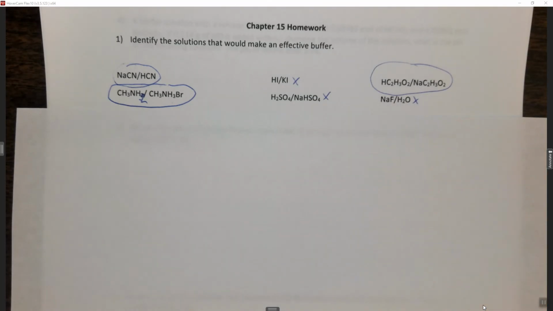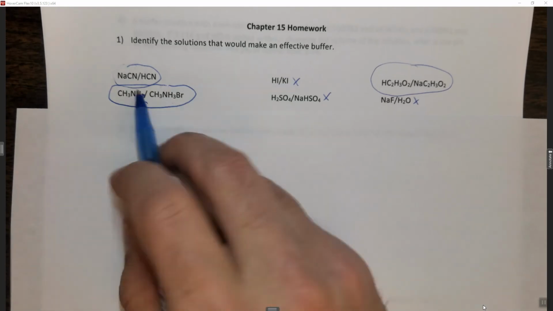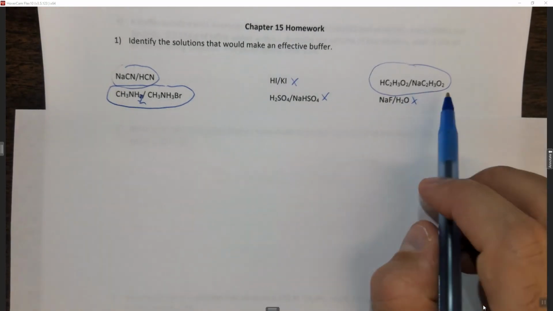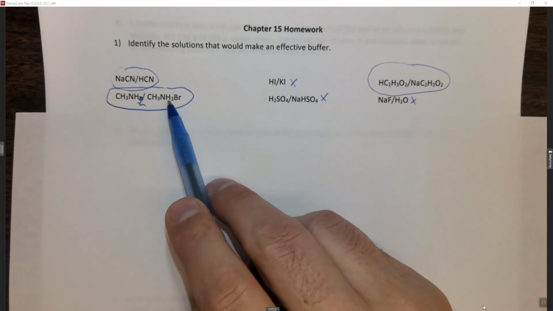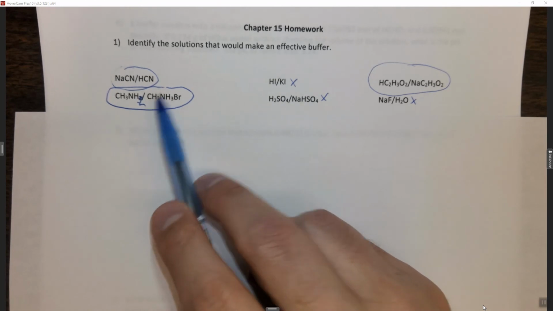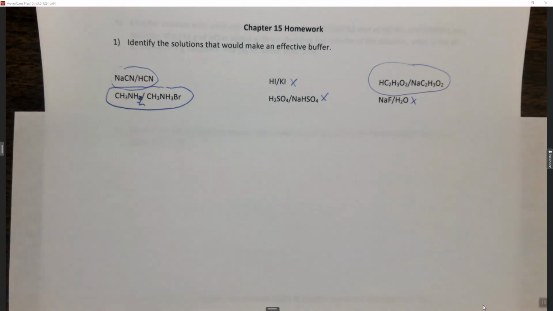So this is how you identify it. Again, effective buffers are a weak acid and its conjugate base, or a weak base and its conjugate acid. Don't get thrown off by the 1A metals. That just means that you have this minus. And in the case of a weak base, here you have an H, which makes this thing positive, and then the counter ion is often a halide because that's going to be 1 minus.